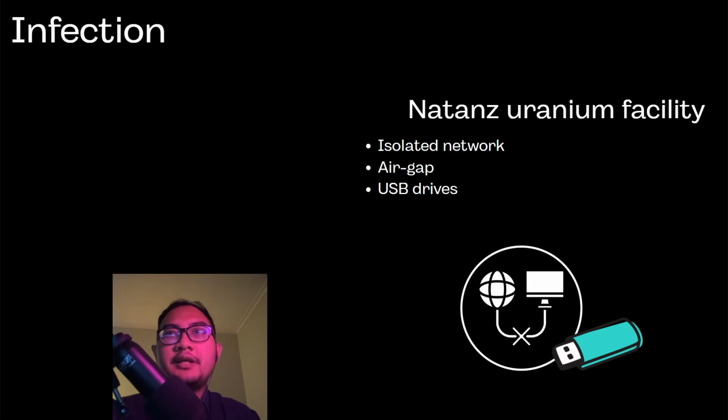The Natanz uranium enrichment facility had an air gap, which is an isolated network disconnected from any external network, including the internet. Stuxnet was able to infect such a facility through infected USB drives, bypassing the air gap.